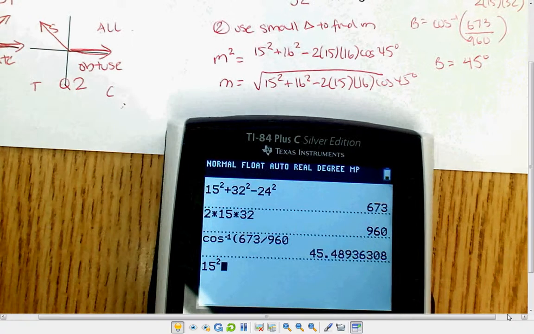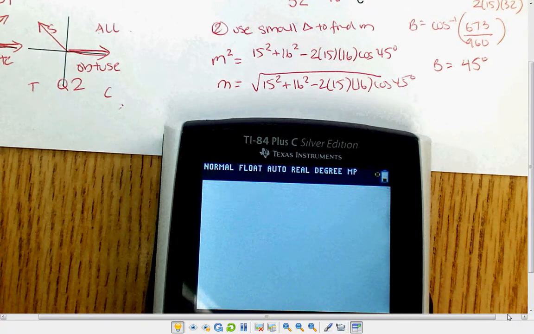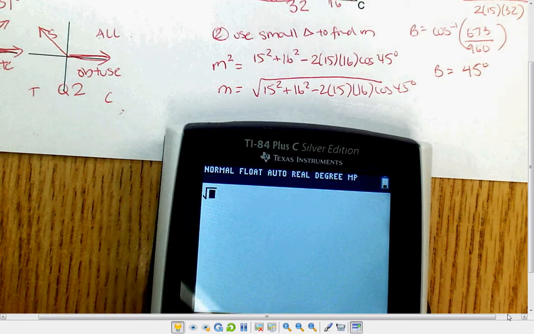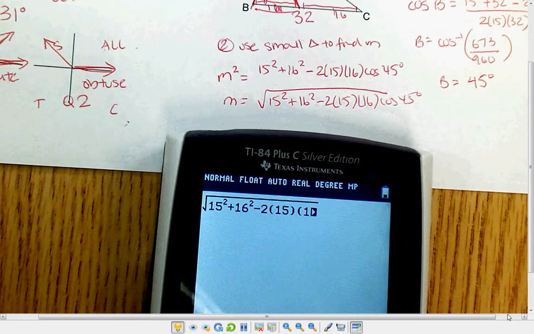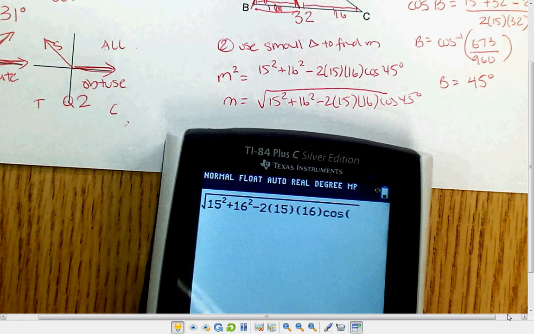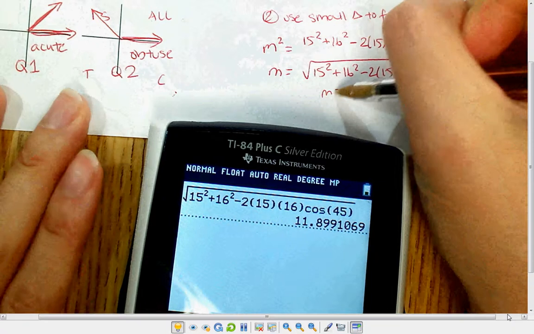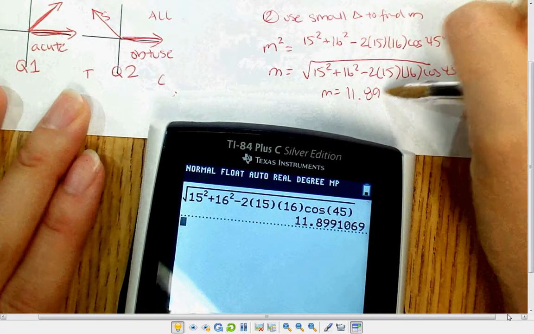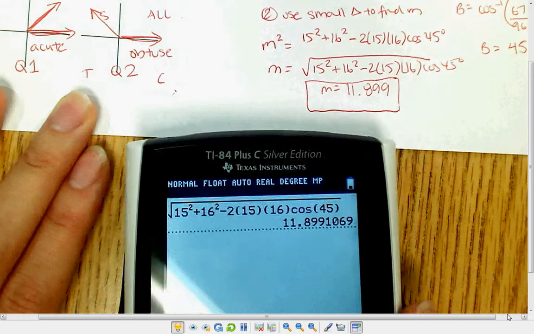So 15 squared, square root of 15 squared plus 16 squared minus 2 times 15, 16. Cosine of 45 degrees. And this gives us a measure of 11.899. And that is the length of my median. That is my final answer.